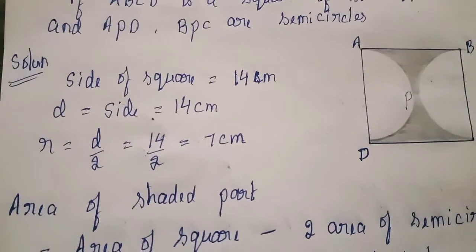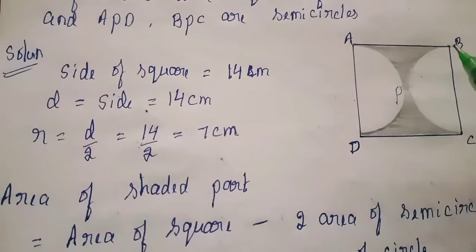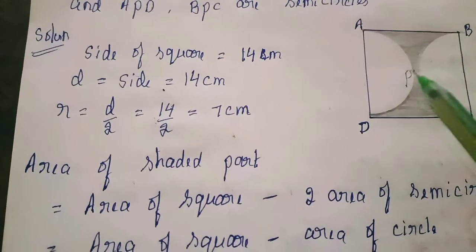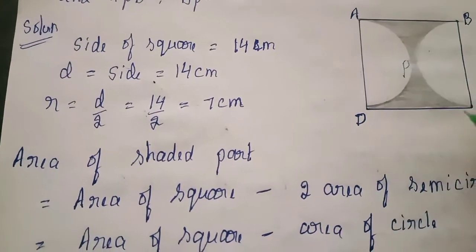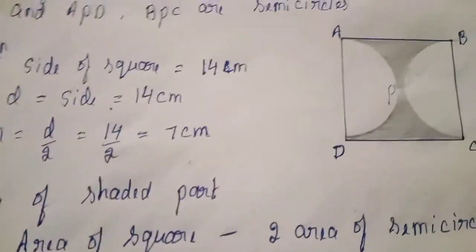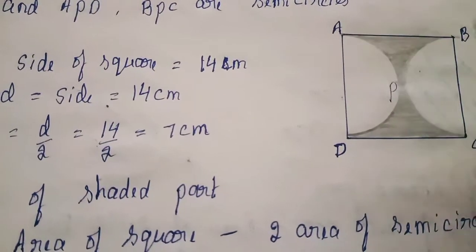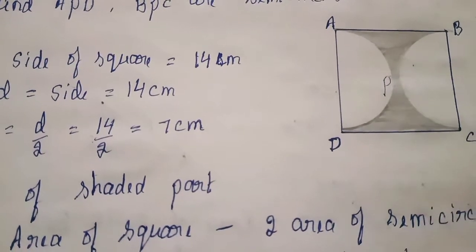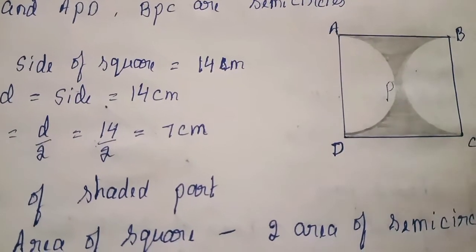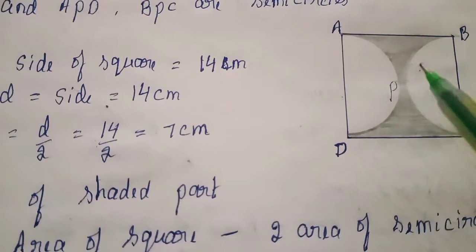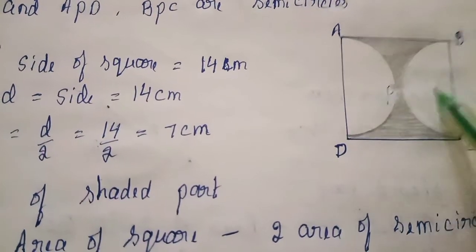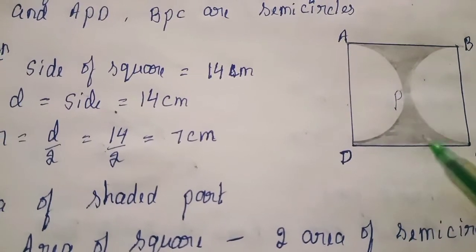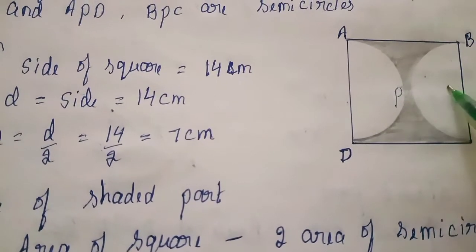So now how to find it? Whenever you have a shaded concept, you need to subtract the bigger diagram minus the smaller. So here you can see the bigger outer one is ABCD, a square. So when you subtract two semicircles from the square, you will get this shaded portion. So that is area of square ABCD minus 2 times the area of a semicircle. Now tell me, for the square we need the side to find the area, and for the semicircle we need the radius.